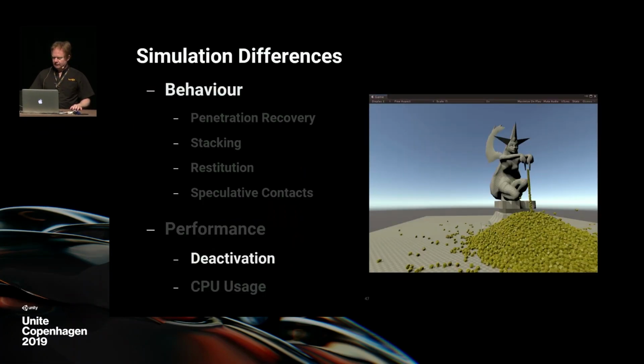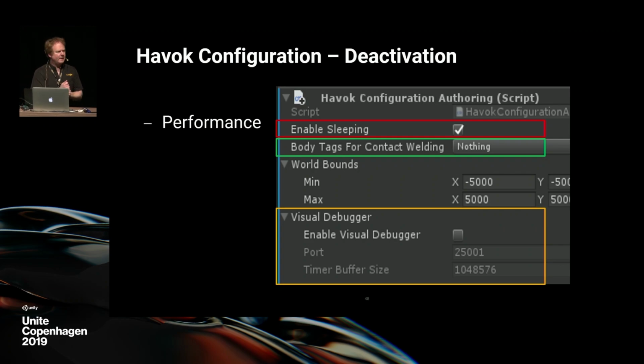Okay. So the last piece is on performance. And part of that is deactivation. This is on by default because I can't actually think of a use case why you wouldn't want things that aren't doing anything to fall asleep. But again, it is toggleable if you do need to force everything active every single frame.